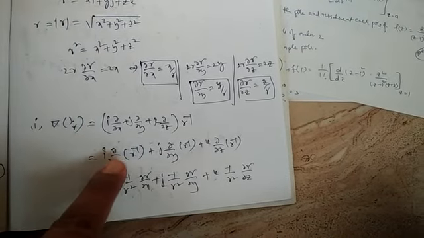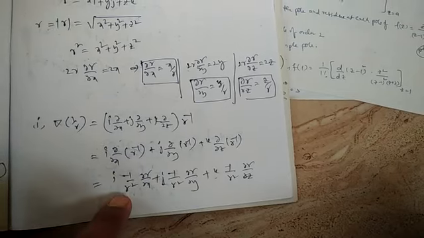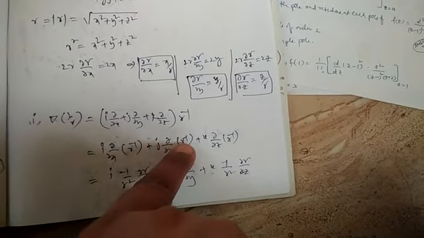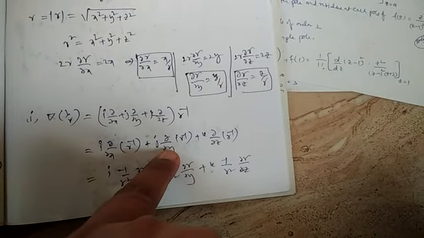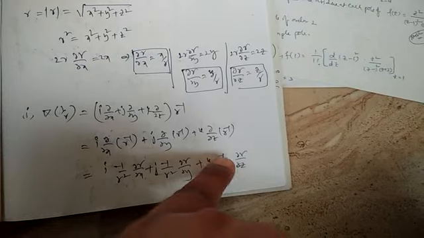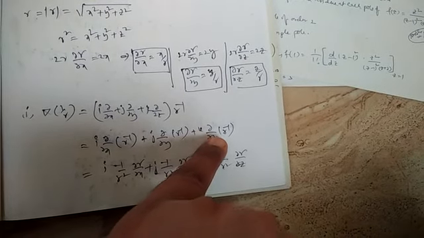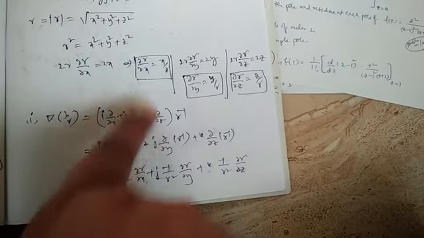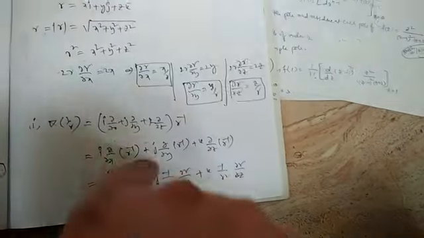Now the derivative of r⁻¹ is −1/r² times the derivative of r, ∂r/∂x, plus j times again the derivative of r⁻¹, −1/r² into ∂r/∂y, plus k times −1/r² into ∂r/∂z. Now ∂r/∂x is x/r, ∂r/∂y is y/r, and ∂r/∂z is z/r. We are going to apply this here.